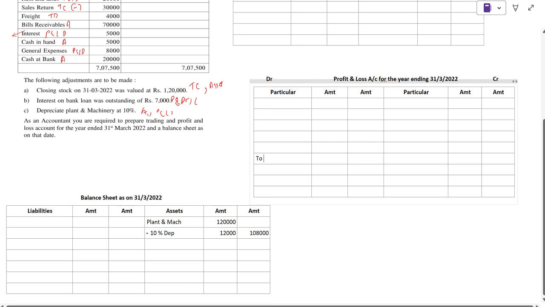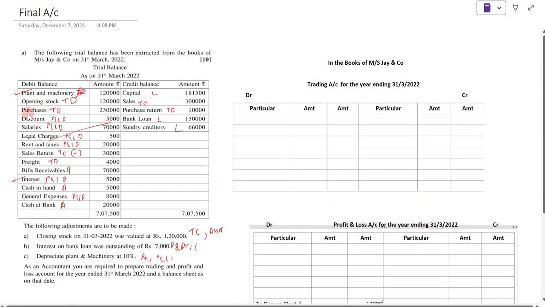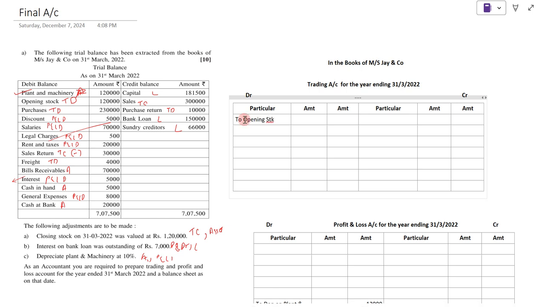So, to depreciation on plant and machinery 12,000. Okay. Next, opening stock, trading account, debit side, 1,20,000. So in the trading account, debit side, to opening stock 1,20,000.